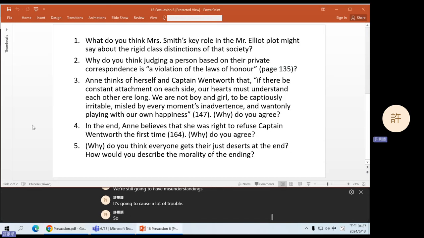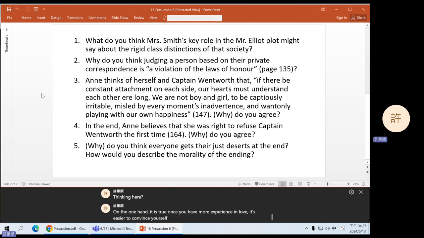So going back to the question, do you agree with Anne's thinking here? On the one hand, it is true. Once you have more experience in love, it's easier to convince yourself not to be so uptight and to give the other person more space and more freedom, not to care too much about the little details.